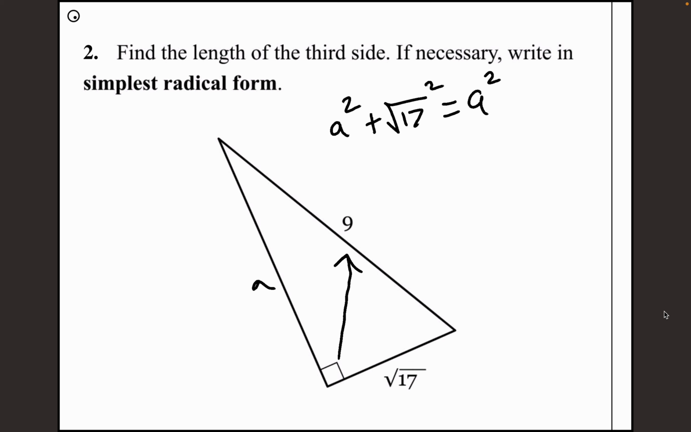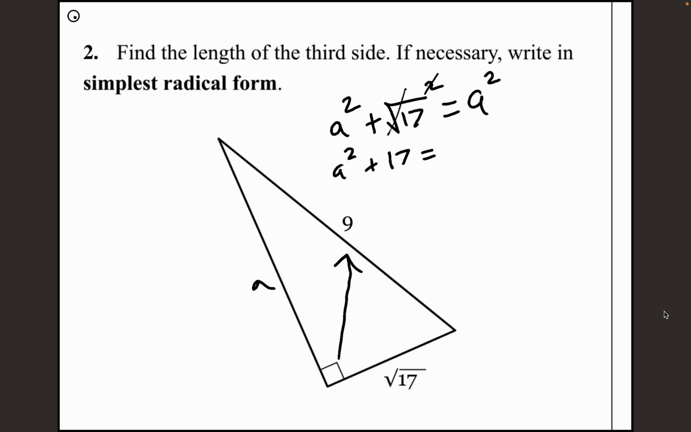Okay, perfect. Now I need to simplify. So A squared plus, now let's look at this. I have a square root squared. Whenever we have a square root squared, they just cancel out. So no need to square the 17. These just cancel out, so that leaves me with just 17 right here. If you have a square root squared, they cancel out and you just leave that number.